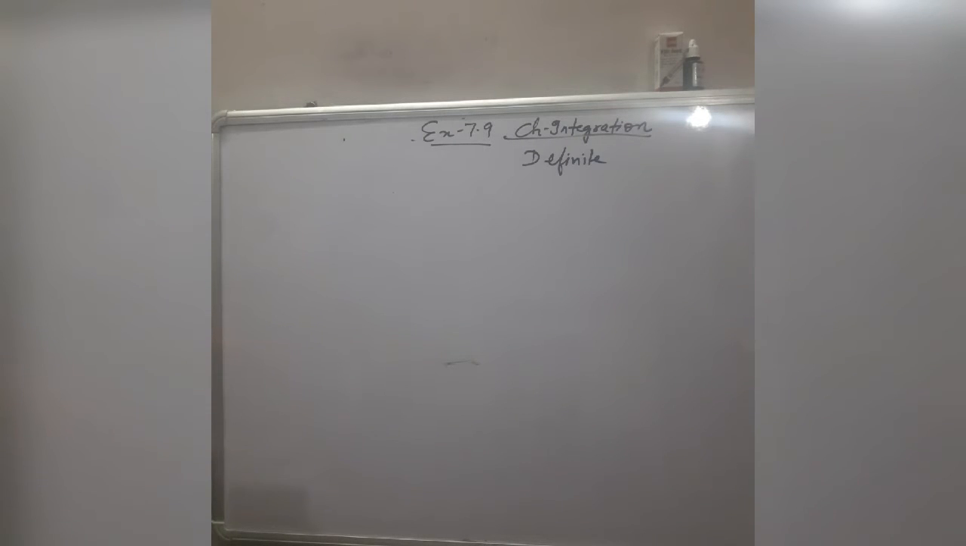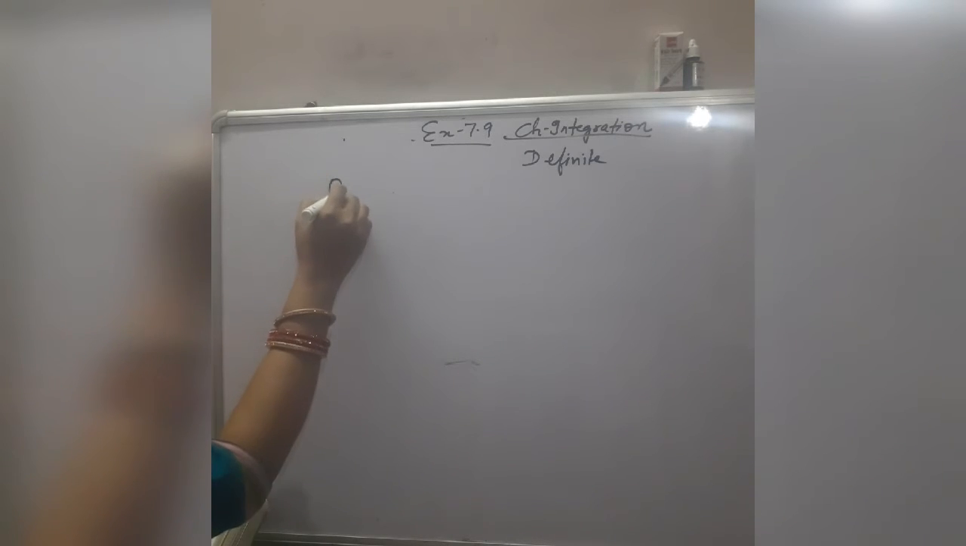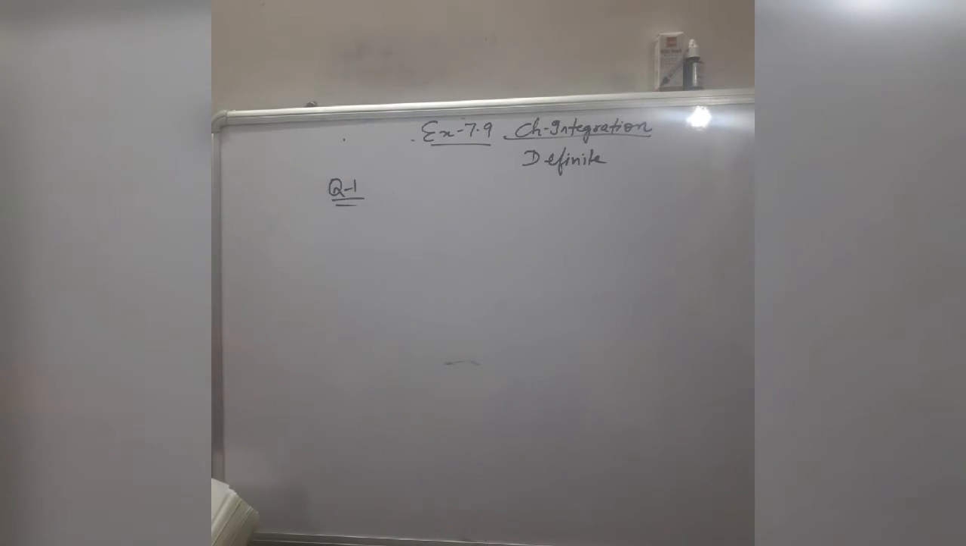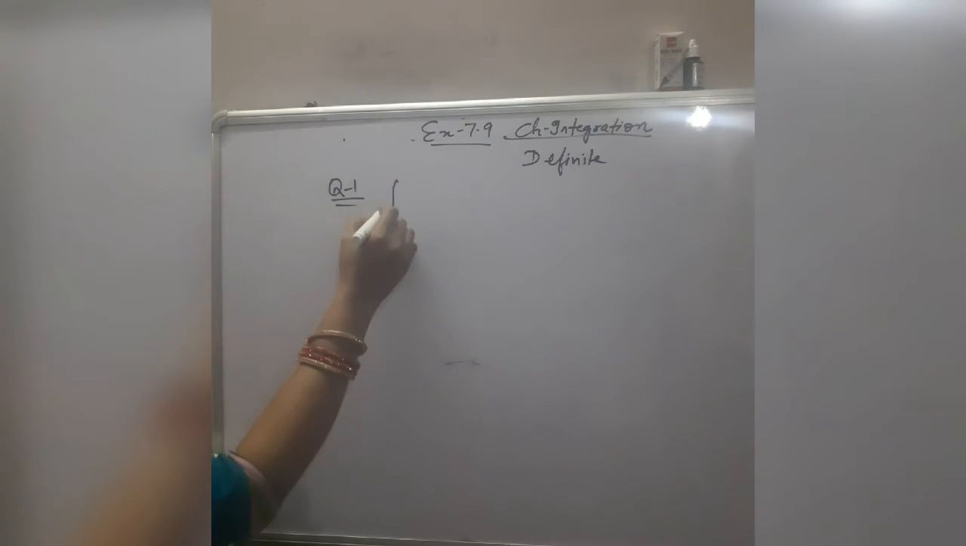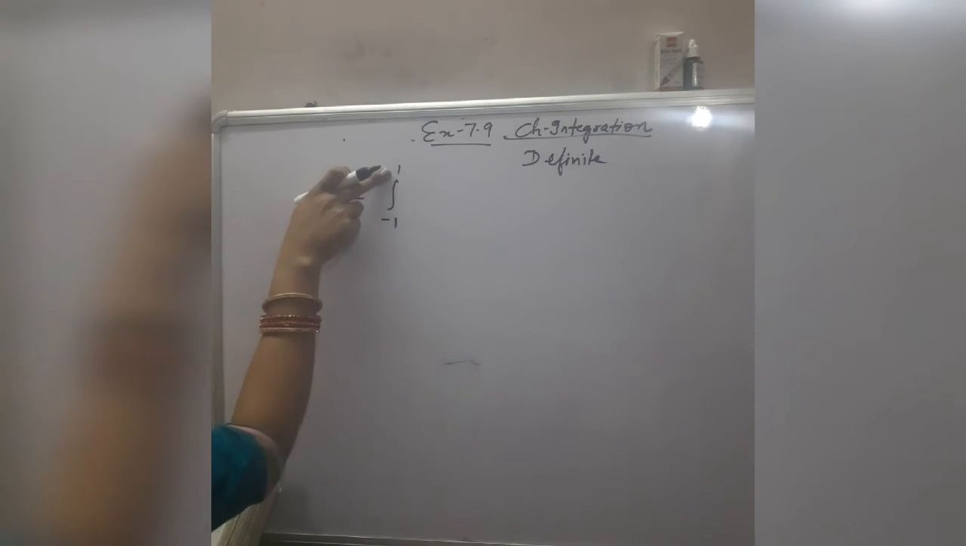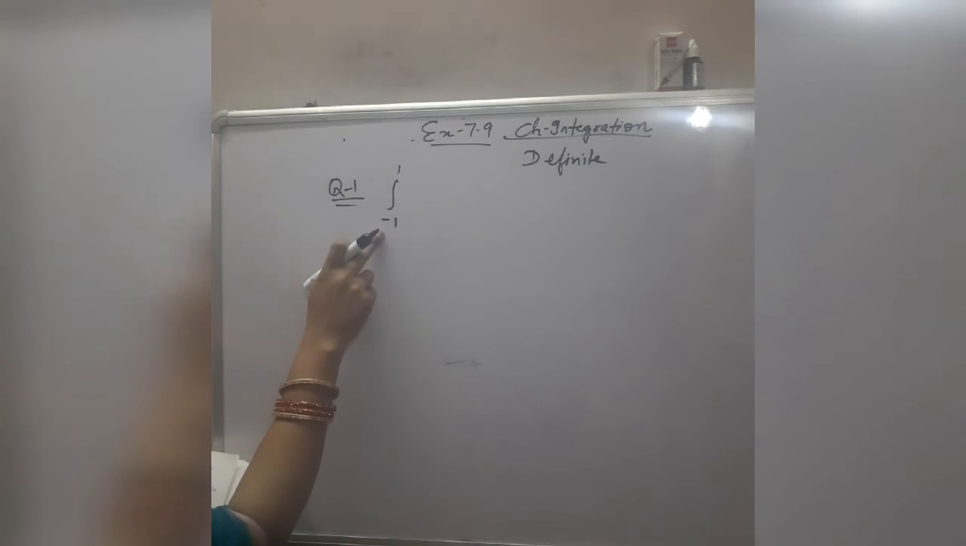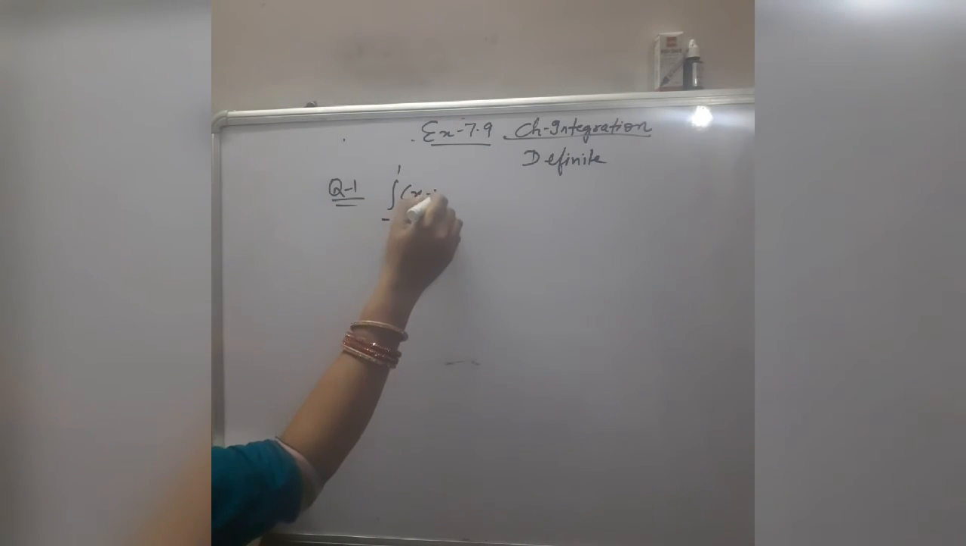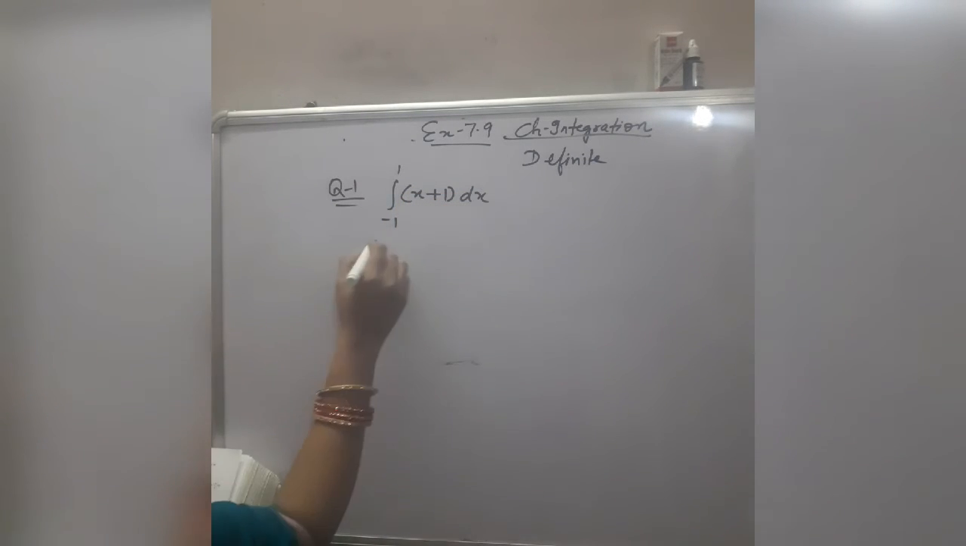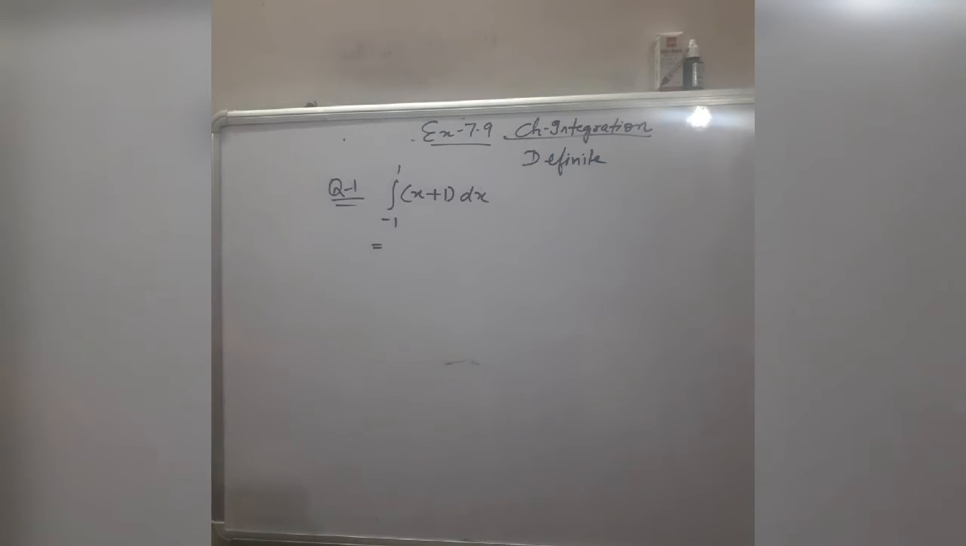If you have done up to exercise 7.7, then very easily you can understand this exercise also. Same formulas will be used in definite integration also. First question is, 1 is the upper limit, minus 1 is the lower limit, and the function is x plus 1. A very simple function is given to you, and evaluate the integration.